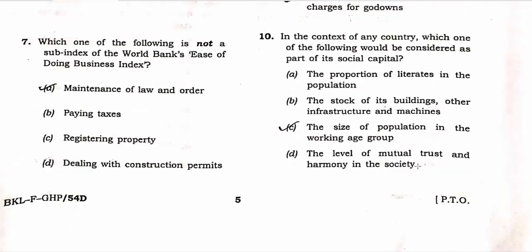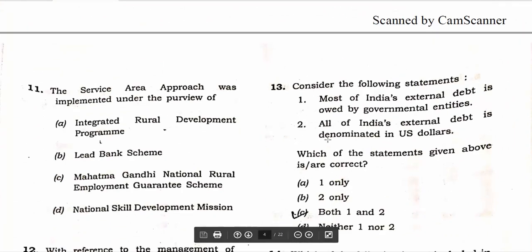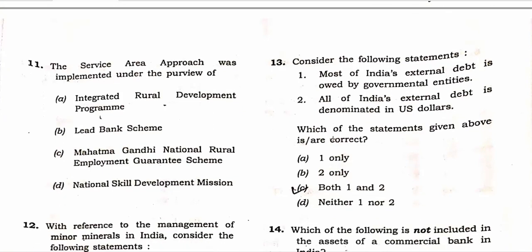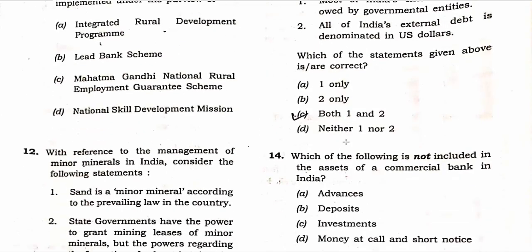For the 10th one, the answer is D, because the other 3 can be outrightly taken out, as they are human and economic capital. So the only one left is D, so by default the answer should be D for the 10th one. Right. And the 11th one: the service area approach was implemented under the purview of, if you have read the schemes, then this would have come as a direct help to you, because it is very simple. It's nothing but the lead bank scheme. This is the one which is purely on the service area approach.